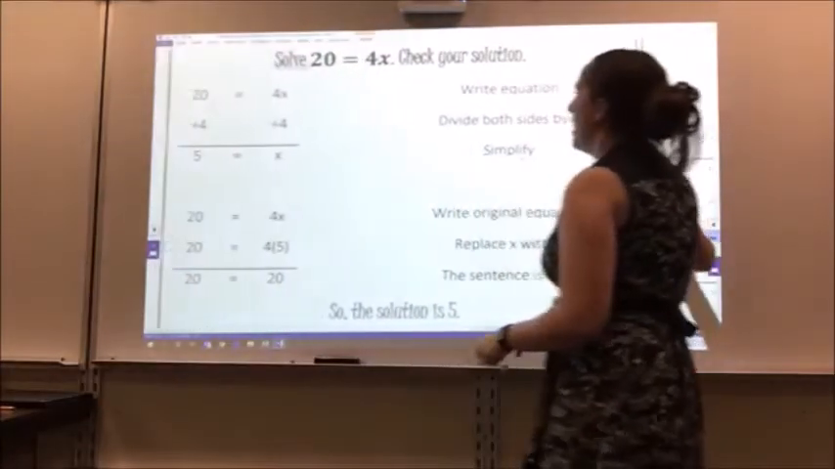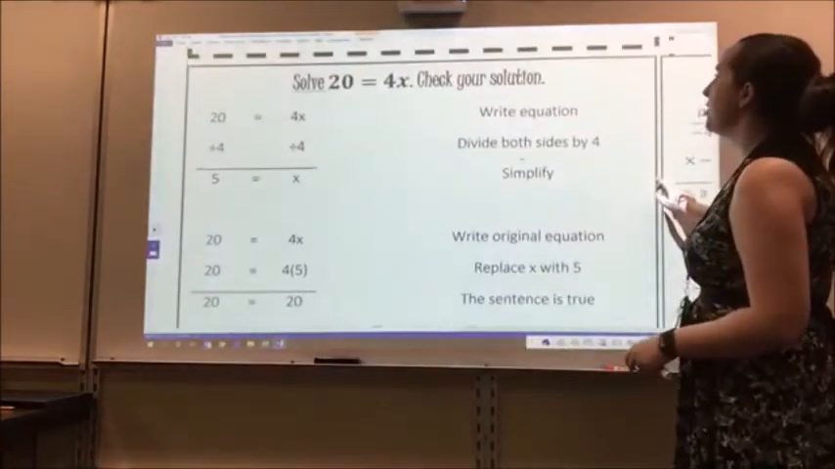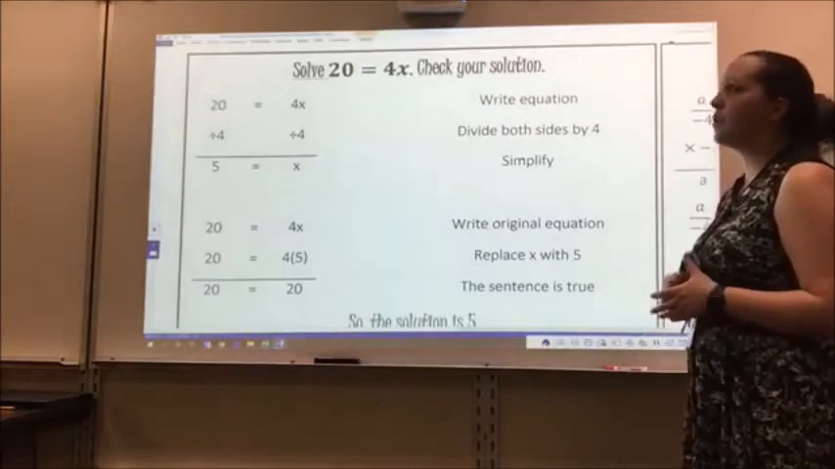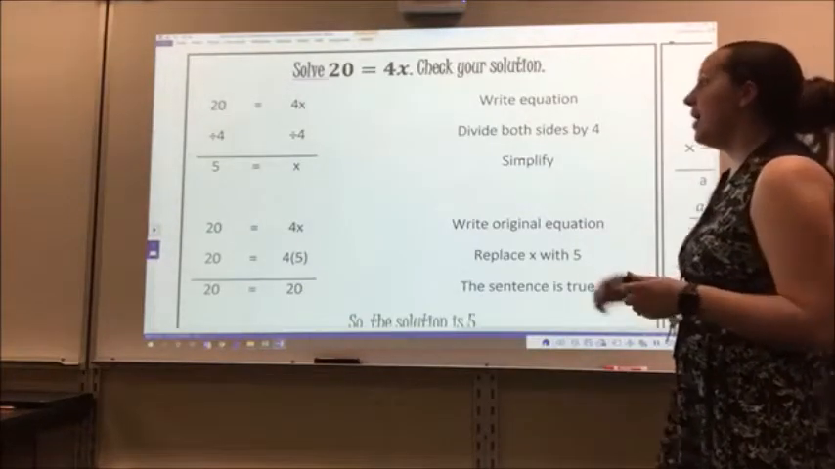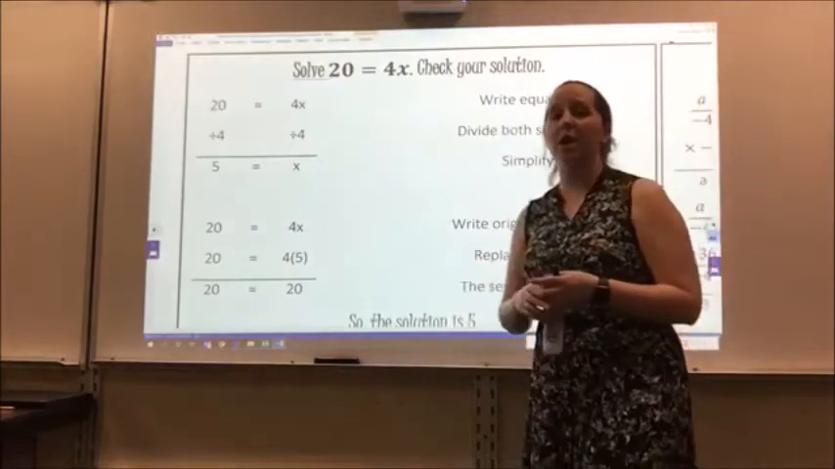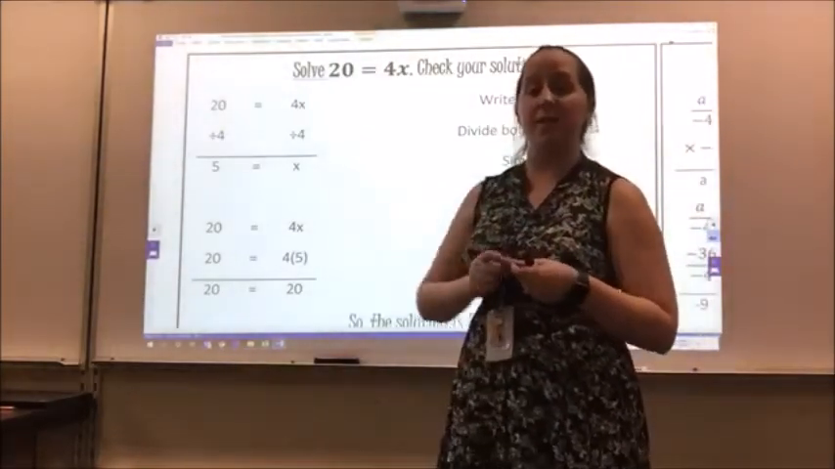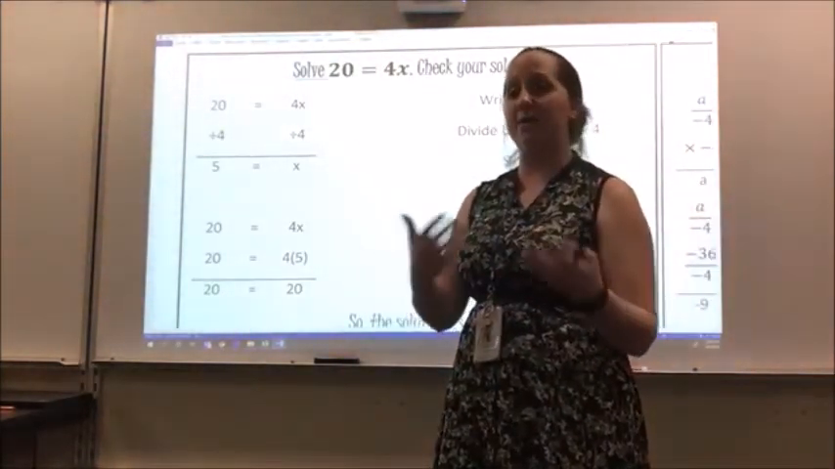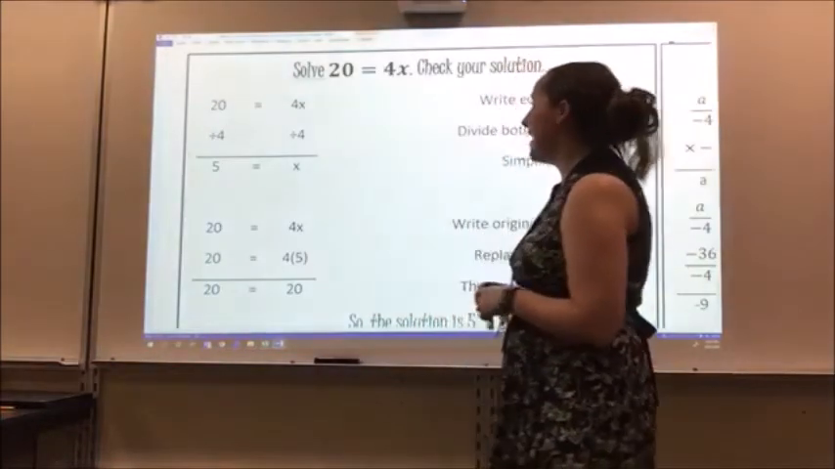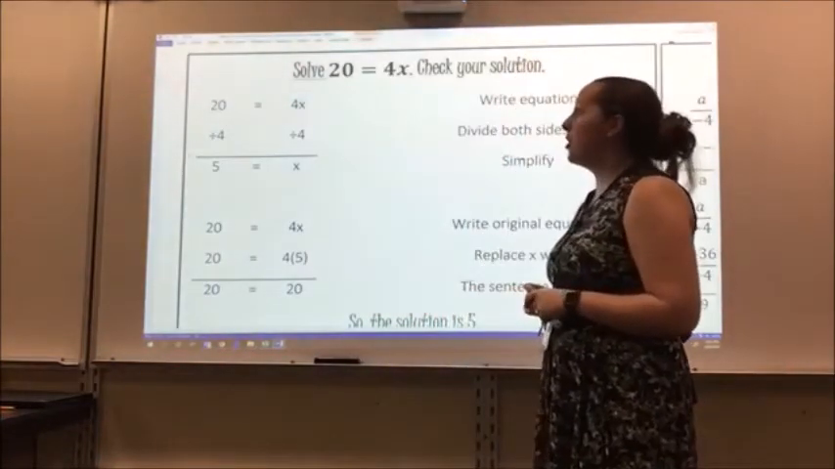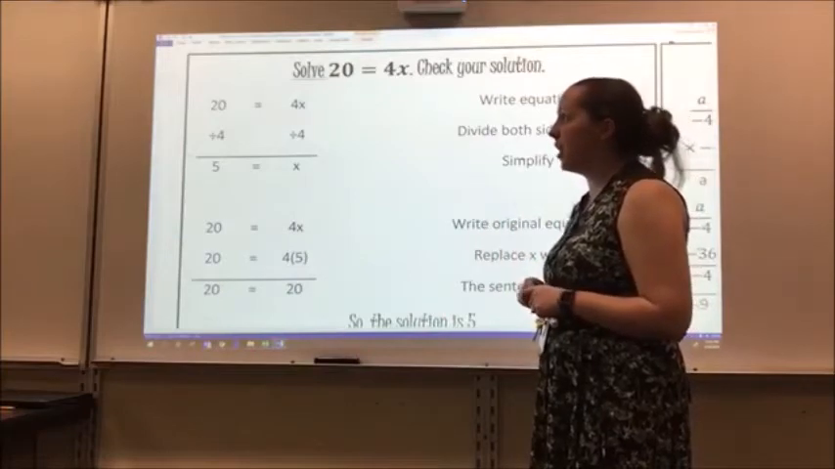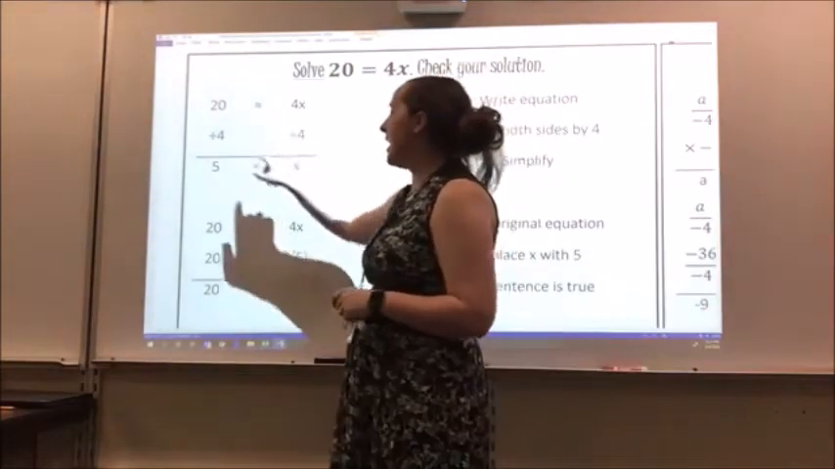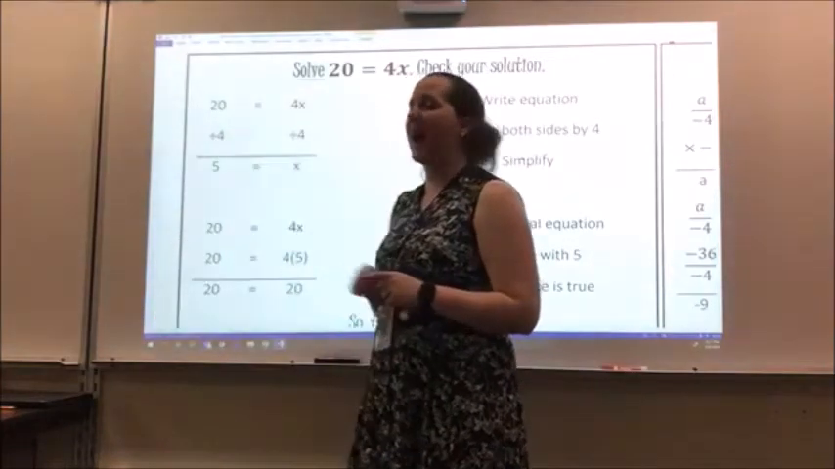All right, so let's go ahead and take a look at a couple of examples. My first example says solve 20 equals 4x. Check your solution. So I need to use the division property of equality because right now I'm multiplying two things together. So I need to do the opposite in order to get x by itself. So I divide by 4 on both sides. 20 divided by 4 gives me 5.